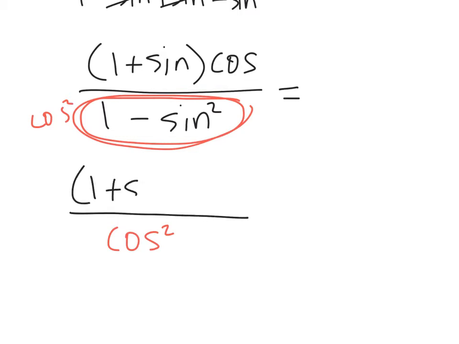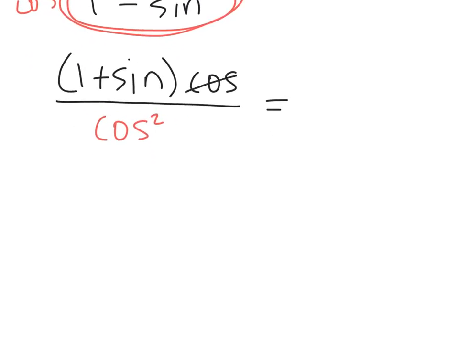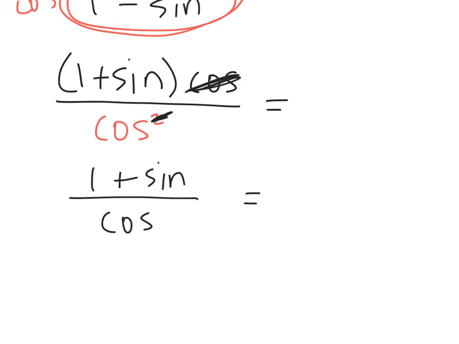And hopefully you can see now why I did not want to distribute on the top. Okay, because now I can do some simplifying. One of these cosines on top cancels out with one of the cosines on bottom because I am multiplying, and you can cancel with multiplication. So after I cancel that out, now I have just 1 minus sine on top, and I have just 1 cosine left on the bottom.